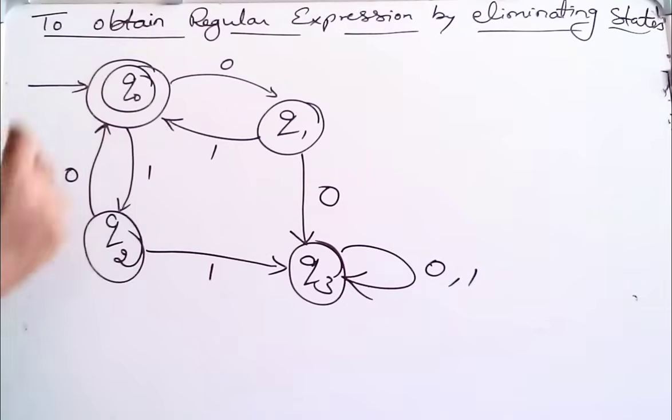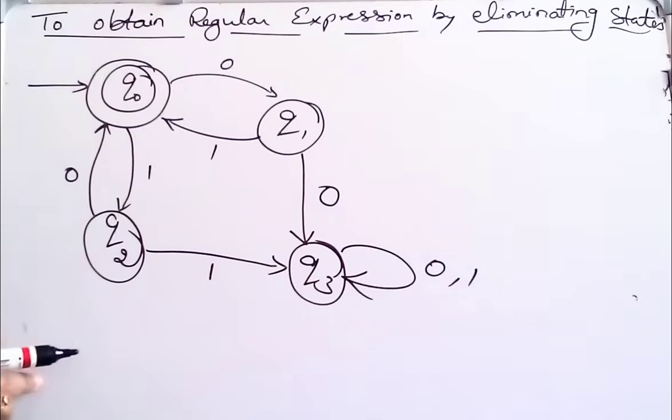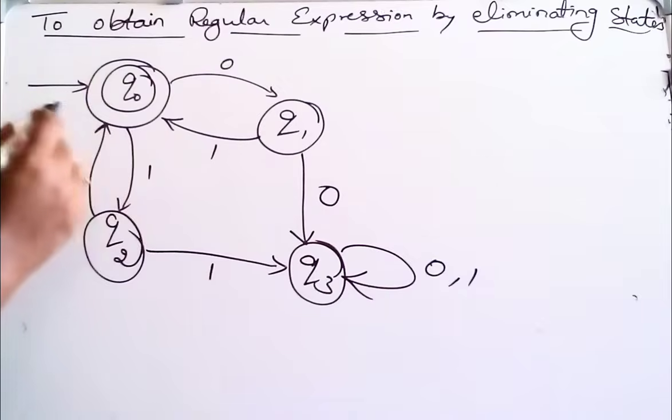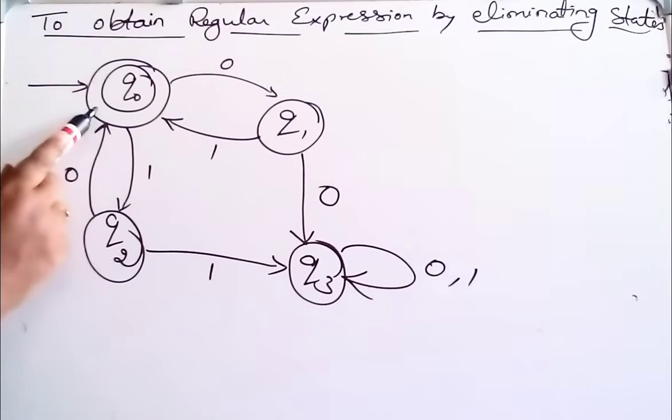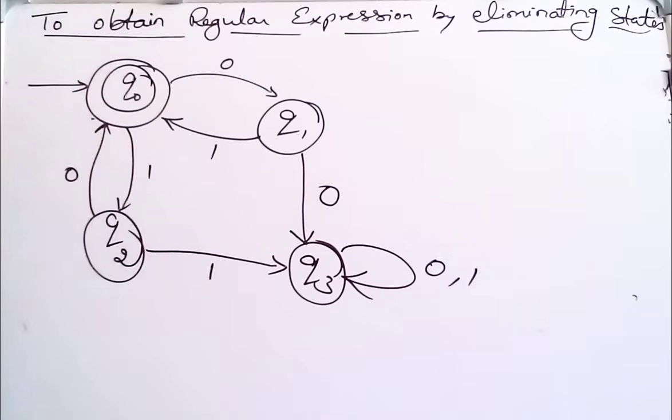Today we are discussing how to obtain a regular expression by applying the state elimination method, that is, by eliminating the states. So here, in state elimination, we should observe that when the starting state itself is the final state, we can reduce it to a single state. So this is the first point we should keep in mind.